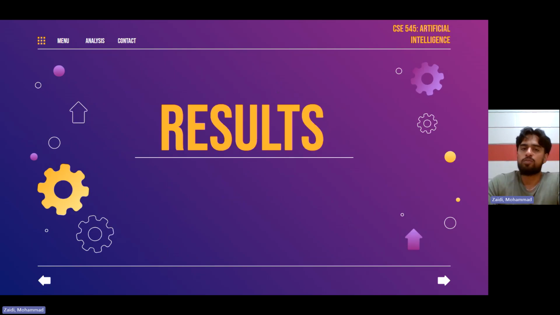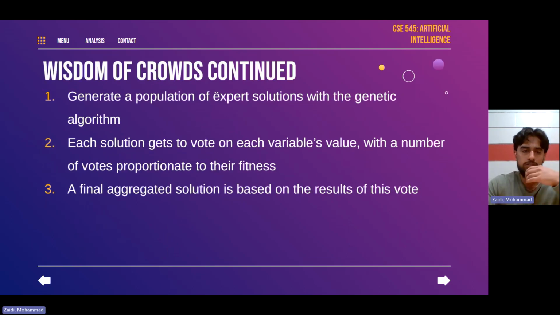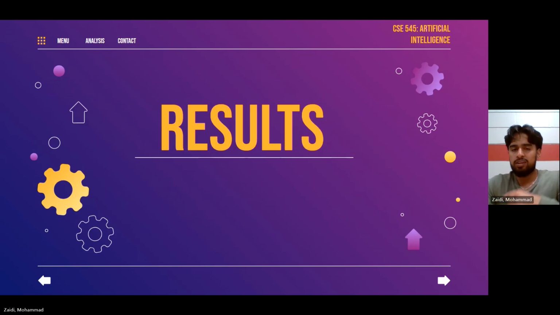We simply take all the variable values from the original solution, from that one perfect solution. So we generate that population of experts. Each solution gets to vote, and the final aggregate solution is based on the results of those votes. Now we get into our results.